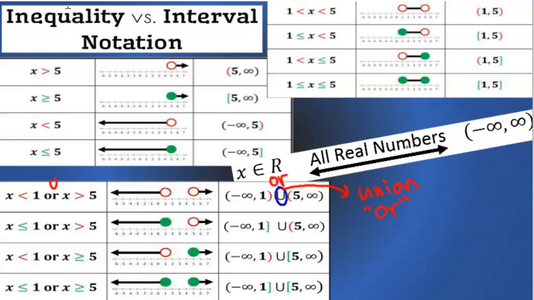Of course, if you have all real numbers, everything is graphed. X is an element of the real numbers, and your interval is parentheses negative infinity to positive infinity. They'll never write it in inequality notation for all real numbers.